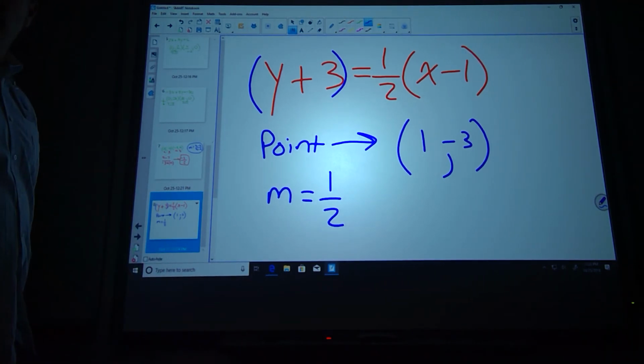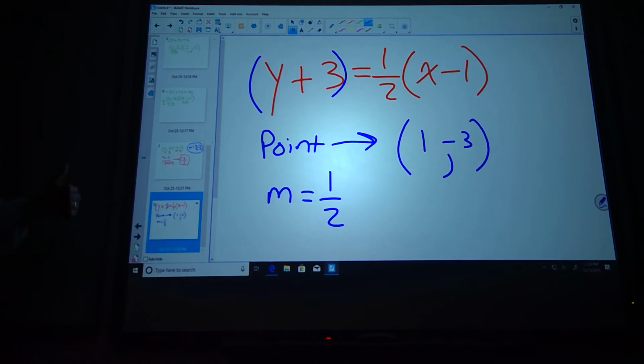Okay. Good. Can I move on? Do we feel comfortable? Yeah. Wait, that's all you do? Yeah, we're done. Ask for the point, ask for the slope.